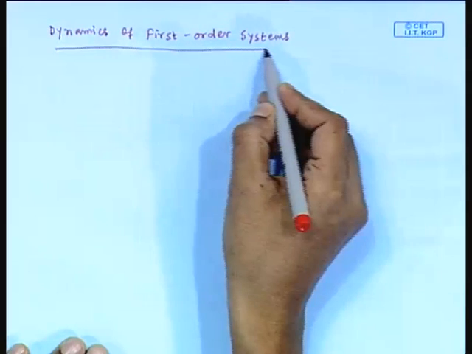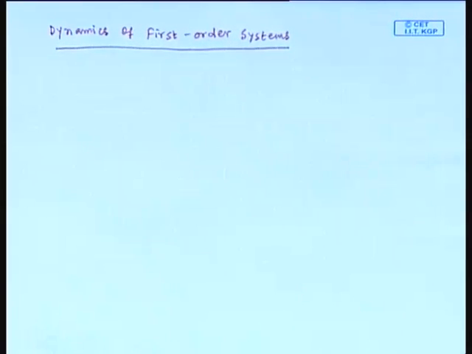So, before going to discuss the dynamics of first order system, we will know what is first order system. What is first order system? First order system is one whose output y(t) is modeled by first order differential equations.